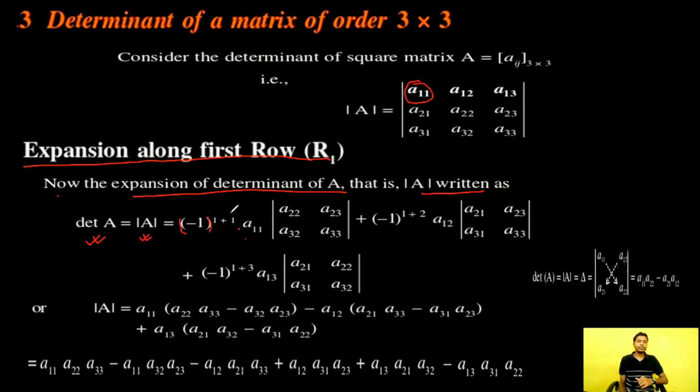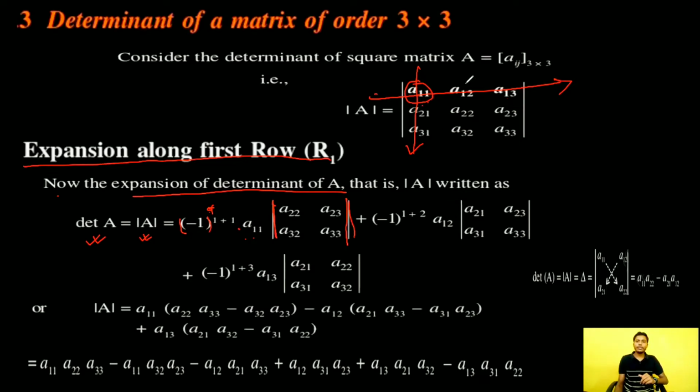Here the first one is the row number of this element and the second one is the column number of this element. Then multiply this by the determinant of order 2. That determinant will be, if we leave the first row and first column of this determinant, the remaining elements. This will be our determinant for element A11.